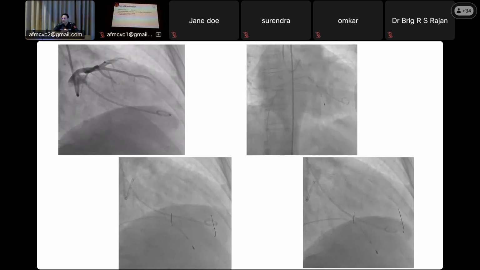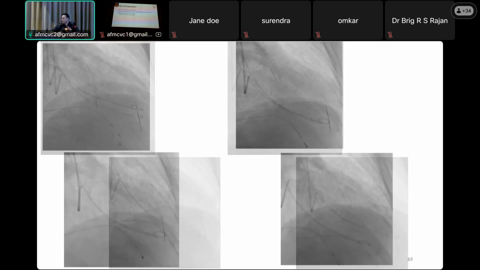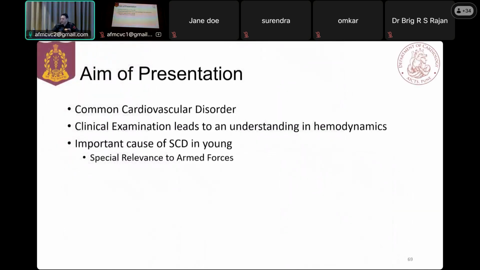So with that, we ablated. As we have seen in the hemodynamics, the pressure gradient initially was around 60-70, which was the invasive gradient. And with this procedure, that gradient got resolved.